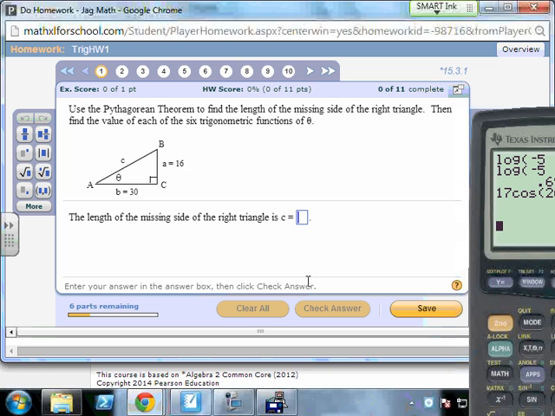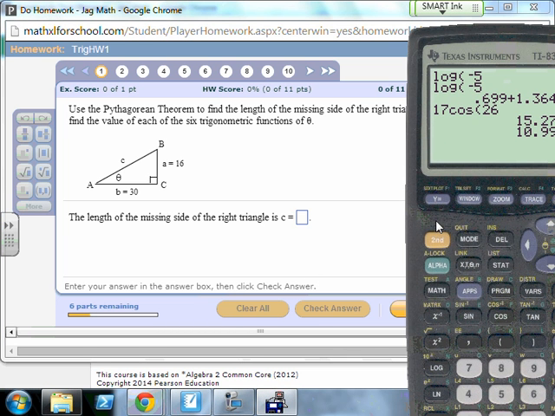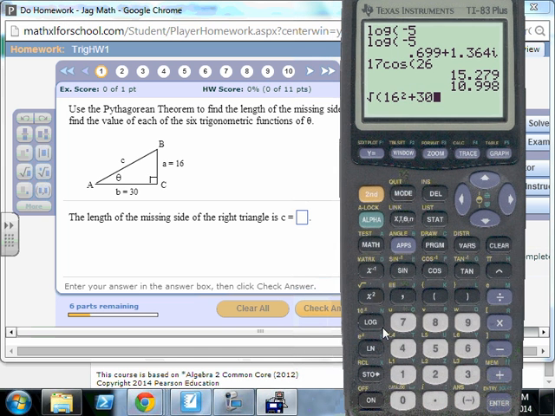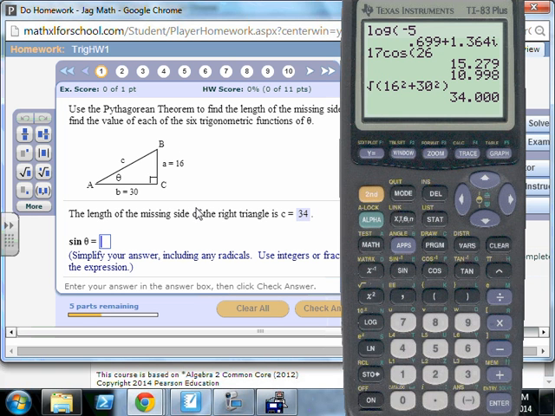This isn't even about trig. This is just about the Pythagorean theorem, isn't it? They want the length of the missing side, so it's going to be the square root of 16 squared plus 30 squared. Pythagorean theorem. If you don't know how that works, go back to geometry. That was mean. That was low. 34. There we go.